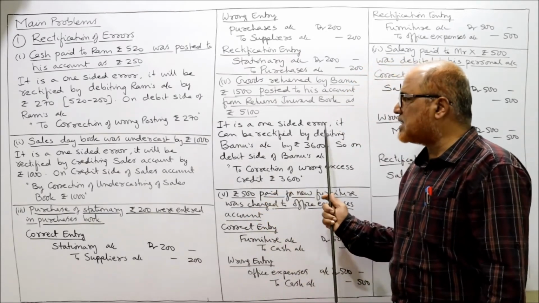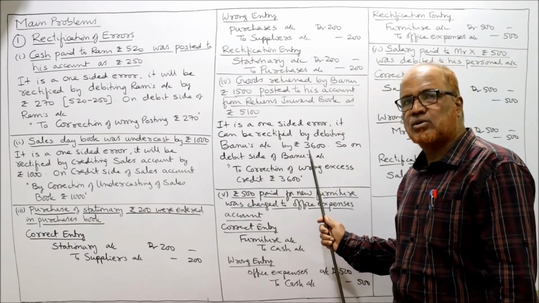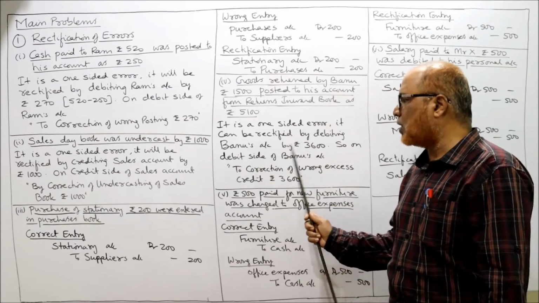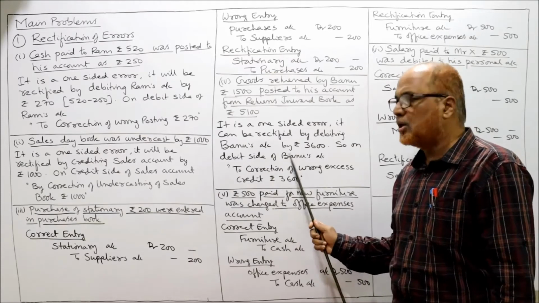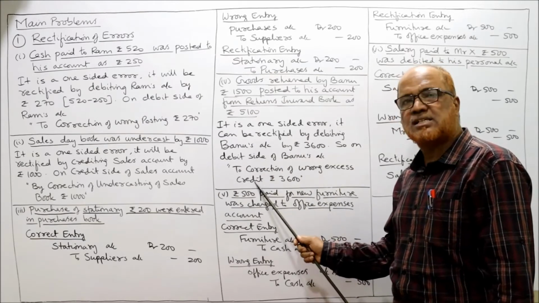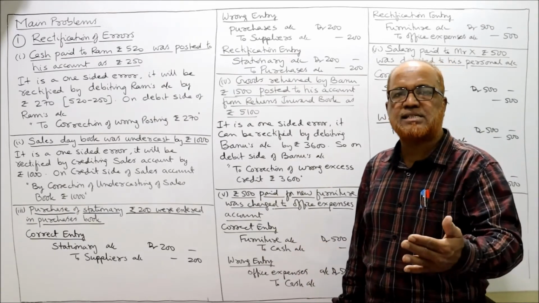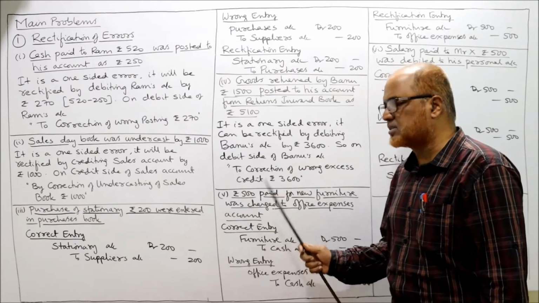So it is a one-sided error. It can be rectified by debiting Banu's account by rupees 3,600. On the debit side of Banu's account, you should write "to correction of wrong excess credit of rupees 3,600." Wrong excess credit given, 3,600.